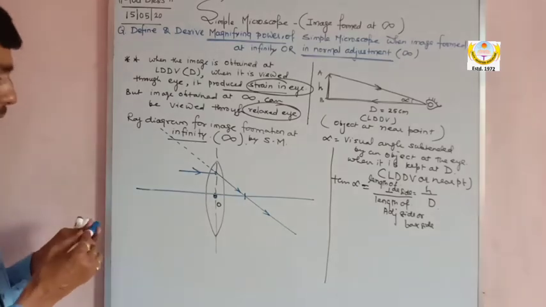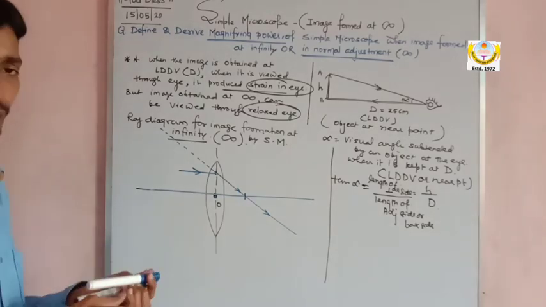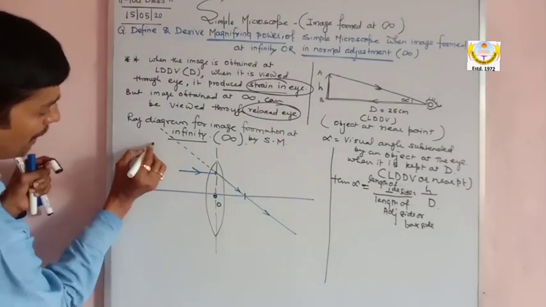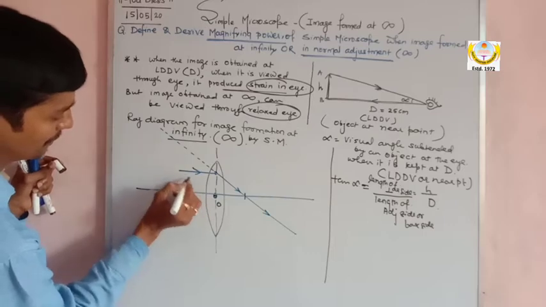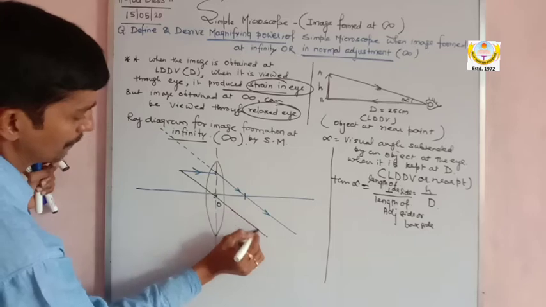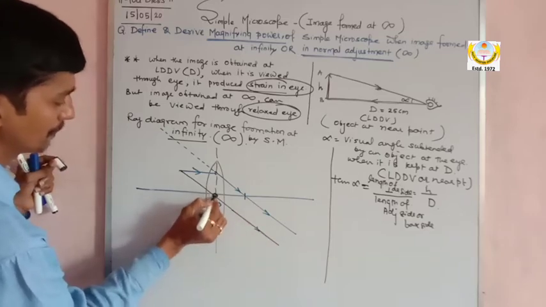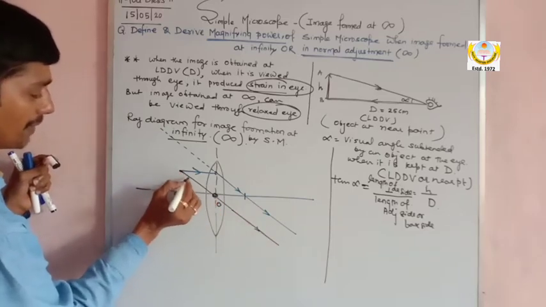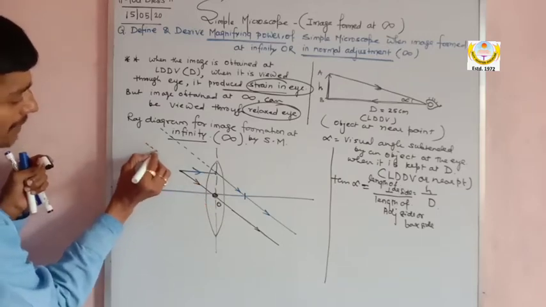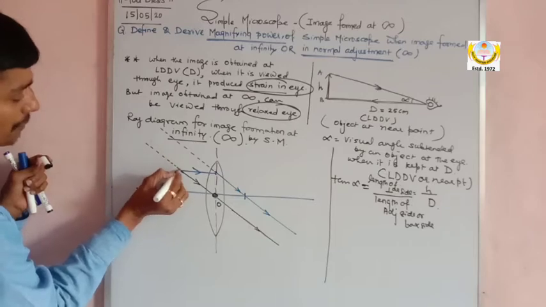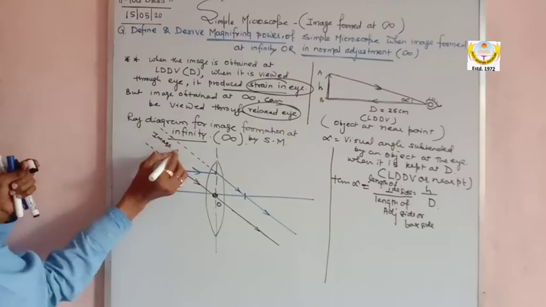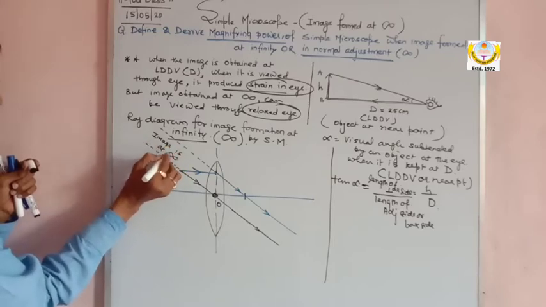Similarly, I will do one thing more, my dear. I will take one more ray, because you all know, sir, to get image at least 2 rays are required. So I took one more ray passing through the optical center like this, and I will extend it at the back, produce at the back to get the image. Now, my dear, here you all can see the image is at infinity.